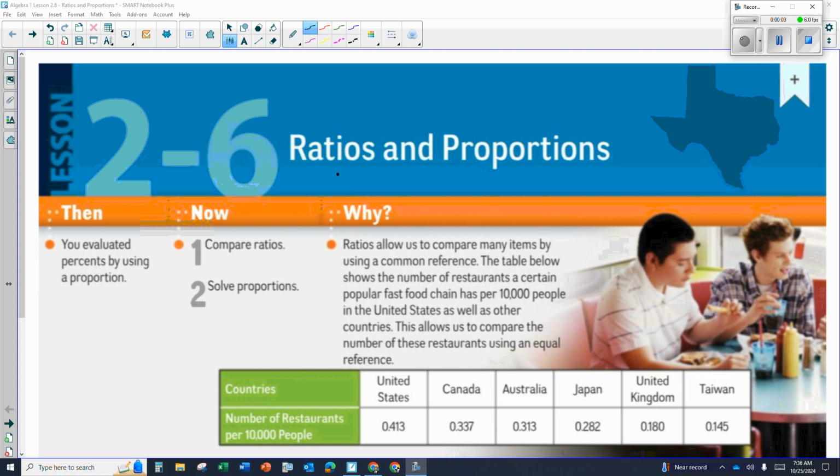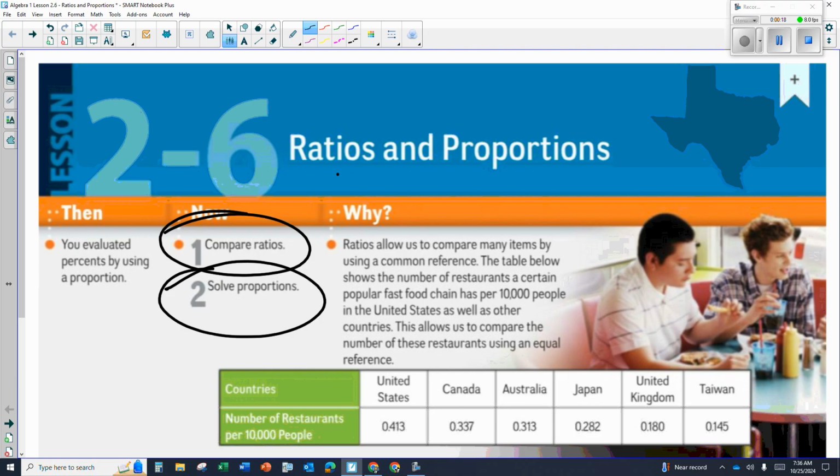So today's lesson 2.6, ratios and proportions. So two objectives. The first is to compare ratios, and with that, basically seeing if one ratio is equivalent to another ratio. And then once we know that, we can use that to solve proportions.